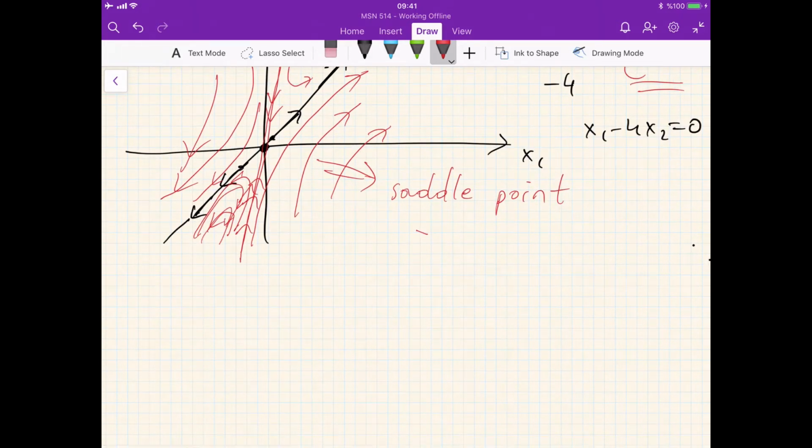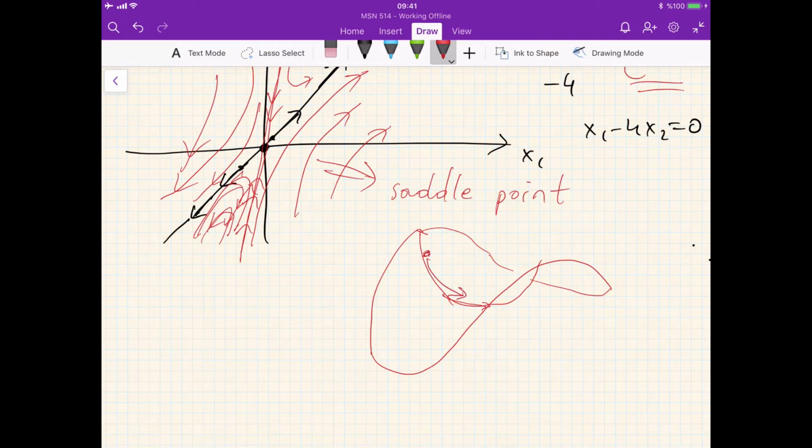Do you know what a saddle is? Something like this. You put it on the horses, right? Why the saddle point? Because, for example, if you place a ball over here, it will fall down here. But if you place a ball over here, it will fall down here. So in one direction it's attractive, in the other one it's repulsive.